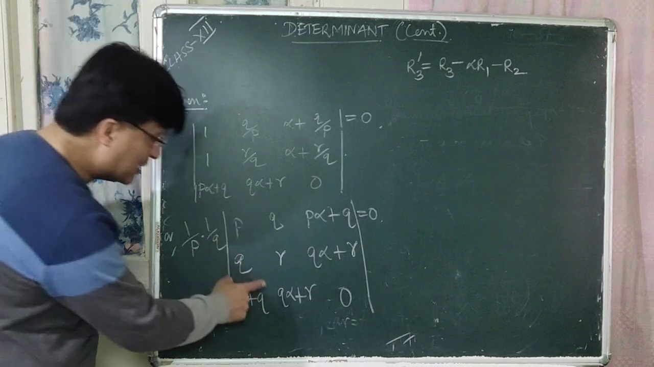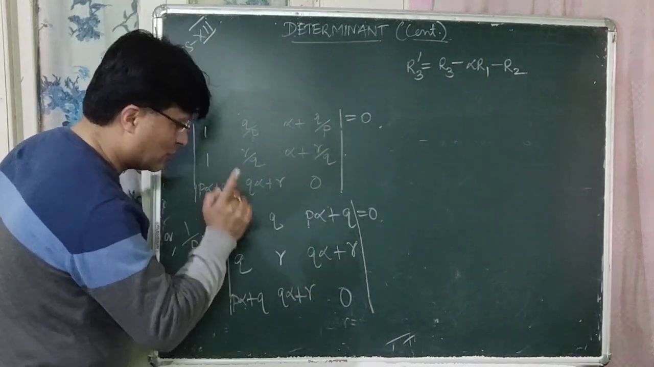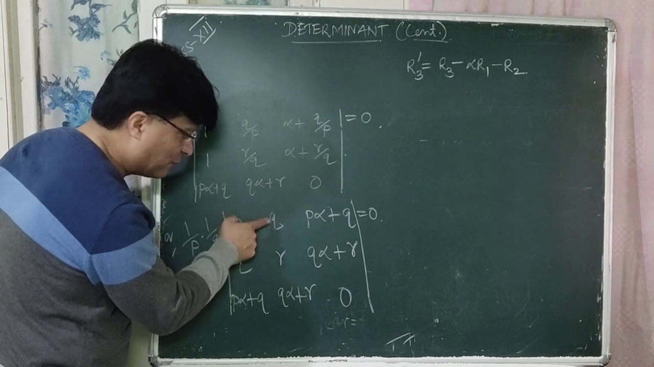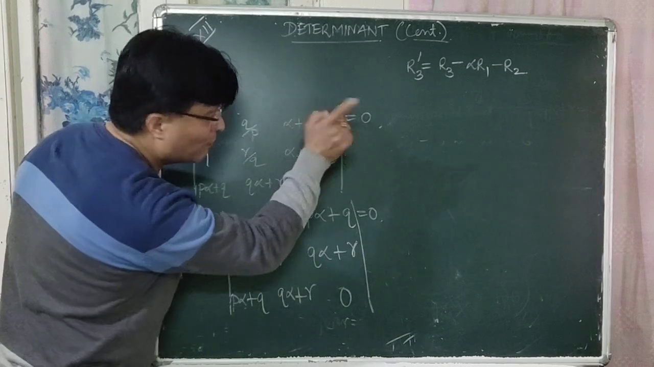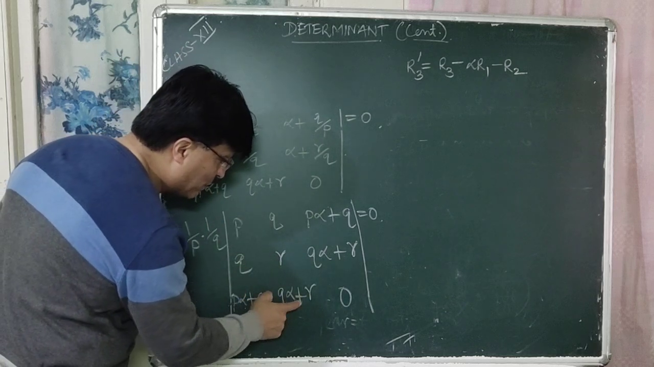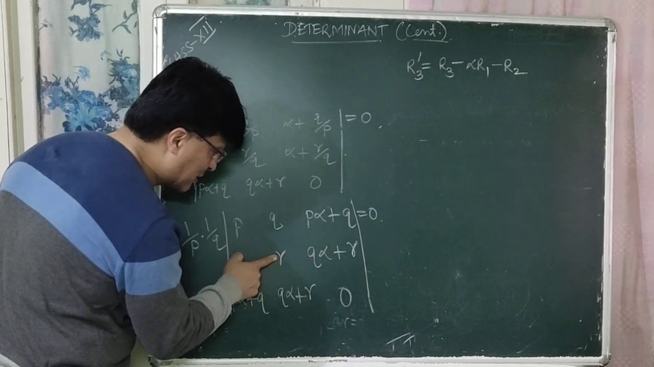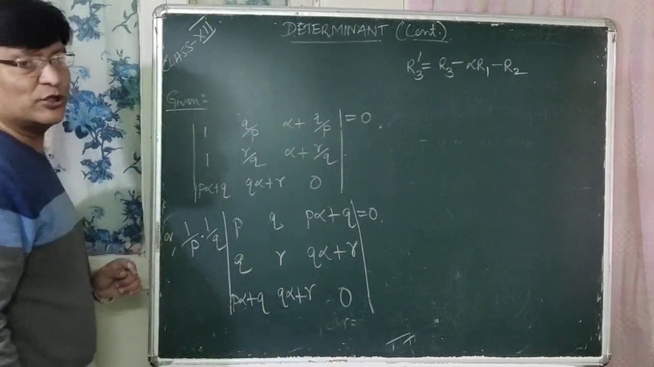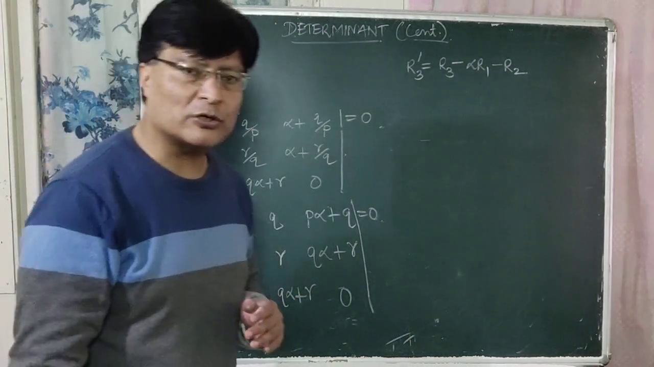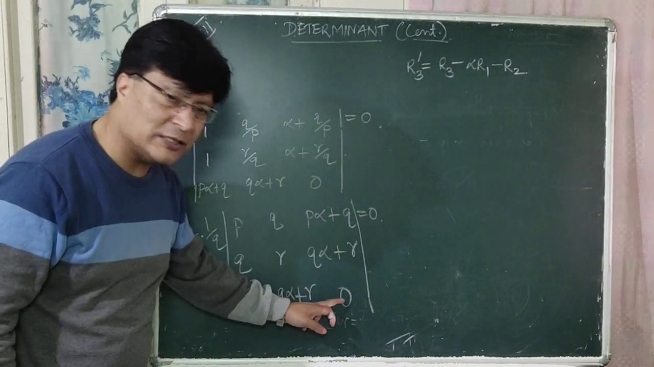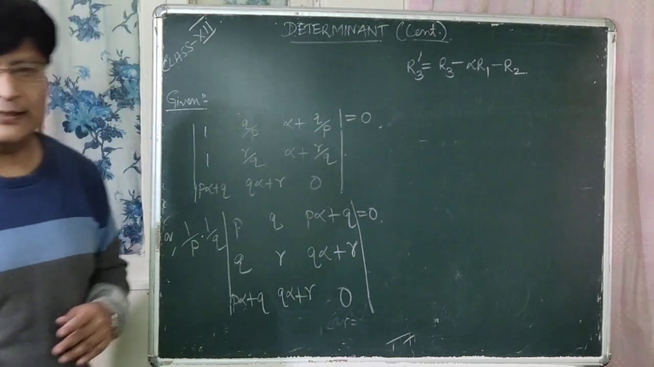In this case also you will get 0, because Q alpha plus R is already multiplied by alpha, Q alpha is multiplied by 1, which means minus R2 is there. This one is also 0, because Q alpha plus R minus Q alpha minus R, the Q alpha and R cancel. So in the new third row, you will get two elements as 0, and the third element will be changed automatically.